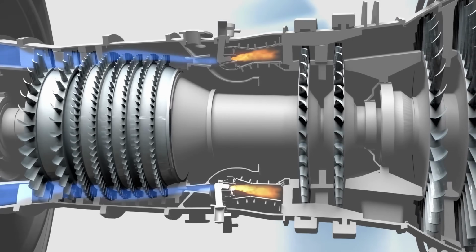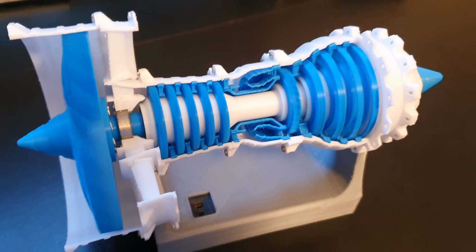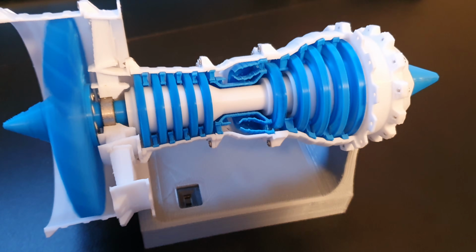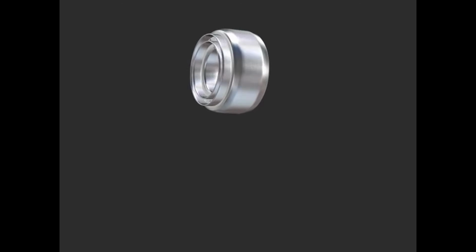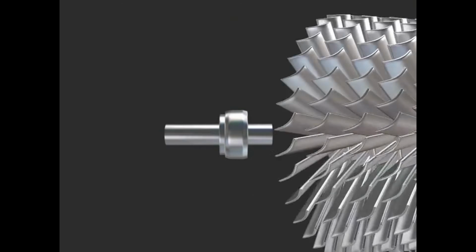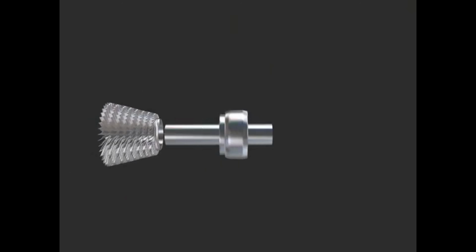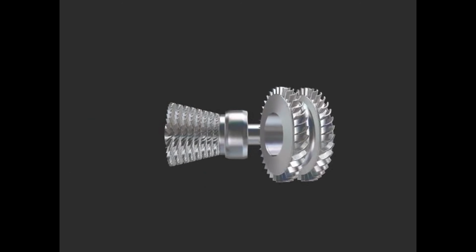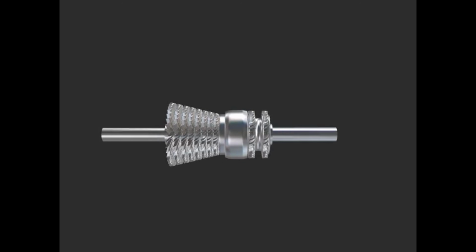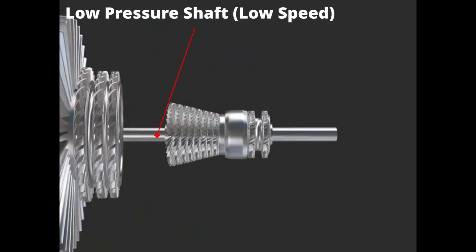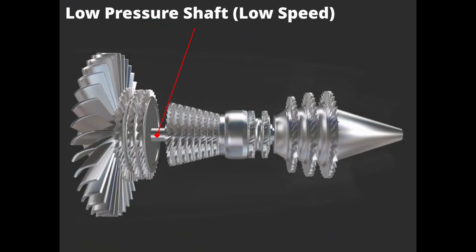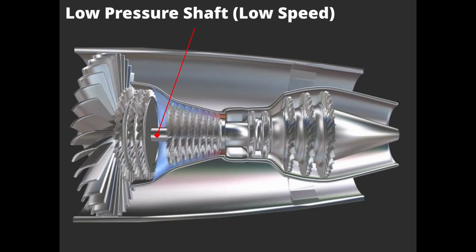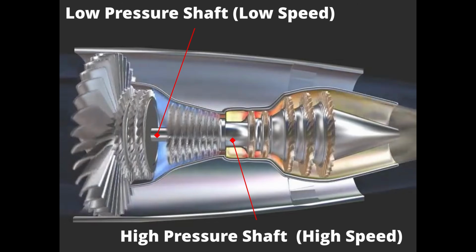The shafts run one inside the other, as shown in this model. Notice how the shafts aren't physically coupled. The inner shaft is attached to the outer stages and rotates more slowly. This is known as the low pressure shaft. The outer shaft is attached to the inner stages and rotates more quickly. This is the high pressure shaft.